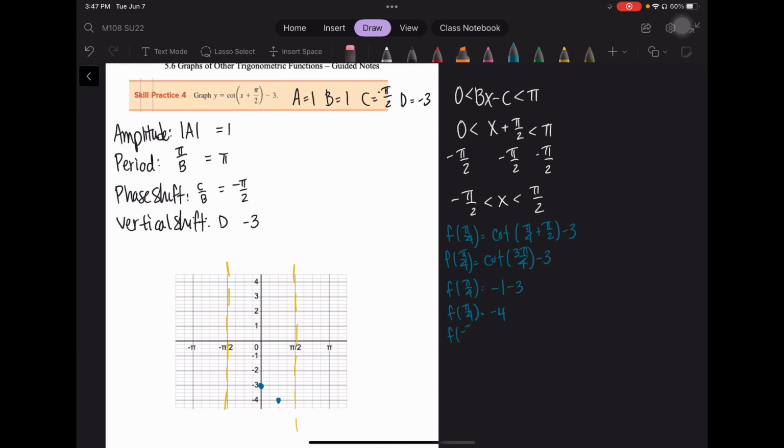Same thing for negative pi over 4. That's the cotangent of negative pi over 4 plus pi over 2 minus 3, which is the cotangent of pi over 4 minus 3. The cotangent of pi over 4 is the reciprocal of tangent at pi over 4, which is 1, so the cotangent is 1. Then 1 minus 3 is -2. So f of negative pi over 4 is -2. And then we sketch our cotangent function. And that's it for this section.